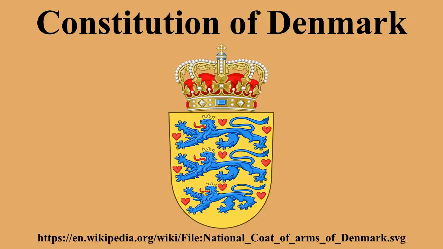Religion. Section 4 establishes that the Evangelical Lutheran Church is the people's church, and as such is supported by the state. Freedom of religion is granted in Section 67, and official discrimination based on faith is forbidden in Section 70. Christianity is the major religion in Denmark.